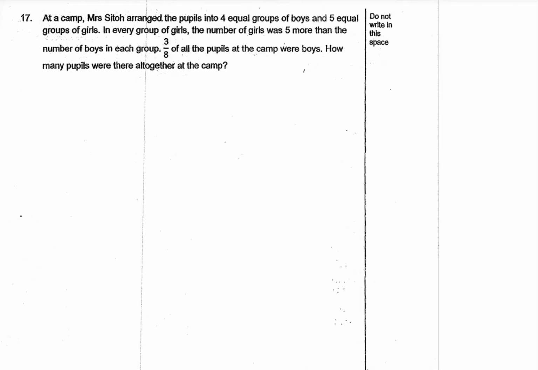Question 17. At a camp, Mrs. Sito arranged the pupils into 4 equal groups of boys and 5 equal groups of girls. In every group of girls, the number of girls was 5 more than the number of boys in each group. So let's take a moment here and try to draw what we know.